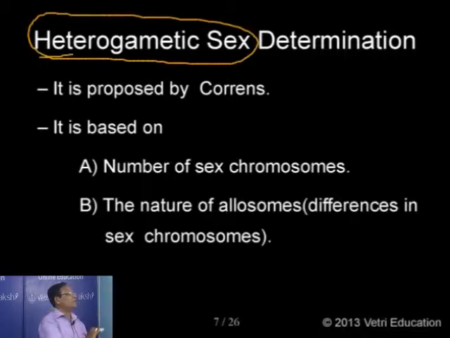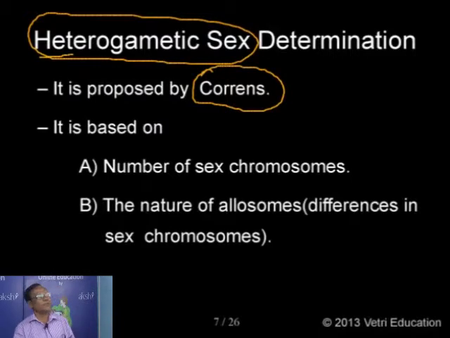So when you have this heterogametic sex determination, one of the sexes is heterogametic and the other one is homogametic. This concept of the heterogametic method of sex determination, as per the chromosomal theory, was given by Collins. He was the first person to introduce it, and he proposed two different methods. In one case, sex is determined based on the number of sex chromosomes. In the case of female, we have two sex chromosomes and male one sex chromosome, or in the case of male, we have two sex chromosomes and female has only one.